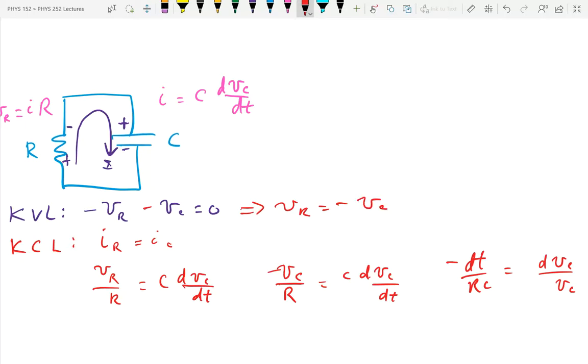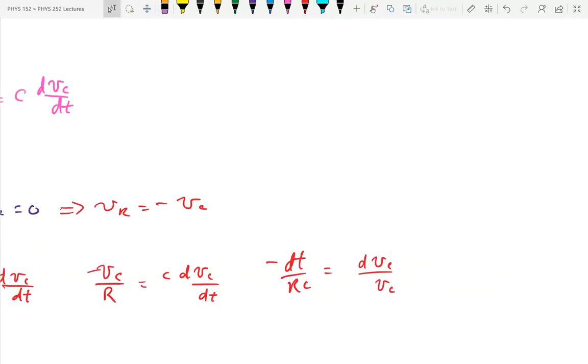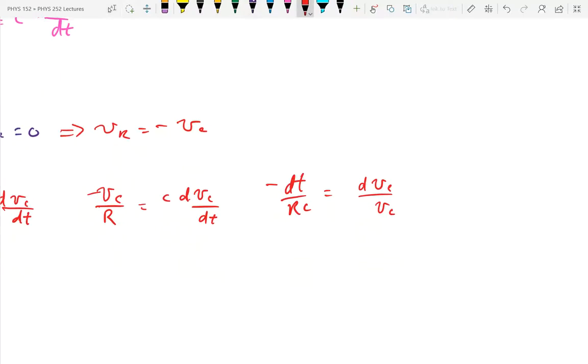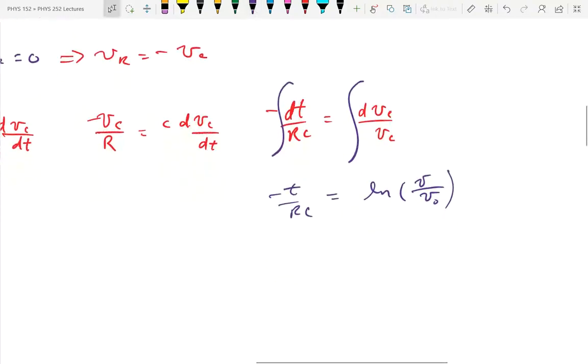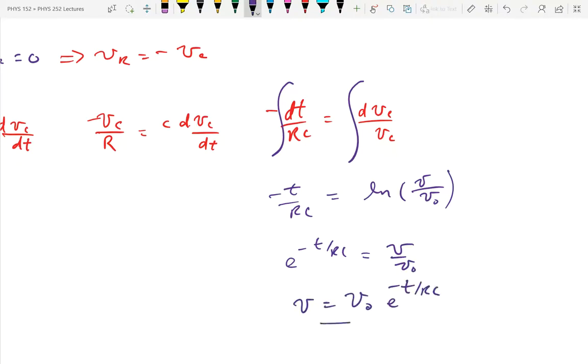I was silly. Okay, so now you integrate both sides independently. How do you integrate both sides independently? Because one's only a function of time, one's only a function of VC. So they have to independently be true. And I have minus t over RC is equal to natural log of V over V initial. So take the exponential of both sides. e to the minus t over RC is equal to V over V0. And you get V is equal to V0 e to the minus t over RC.